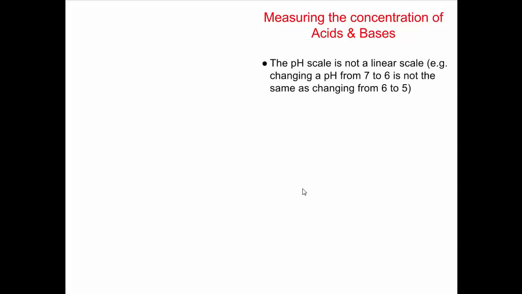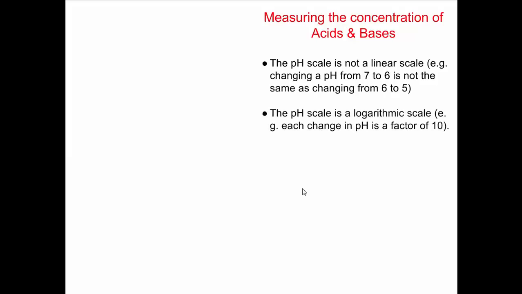And so when we're measuring the concentration of acids and bases, these are some important things for you to know. The pH scale is not linear. So going from a 7 to a 6 is not the same as changing from a 6 to a 5. It's a logarithmic scale. So, for example, each change in pH is a factor of 10.